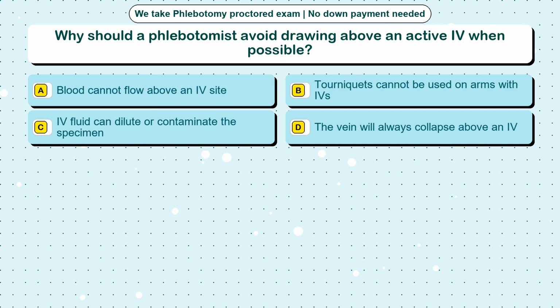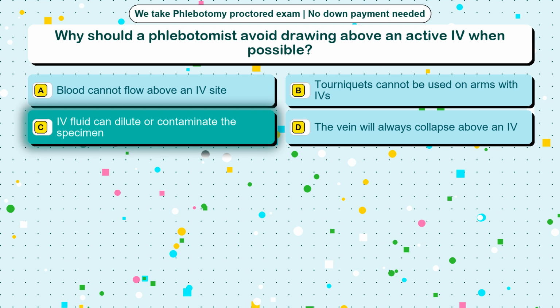Question 93. Why should a phlebotomist avoid drawing above an active IV when possible? Option A. Blood cannot flow above an IV site. Option B. Tourniquets cannot be used on arms with IVs. Option C. IV fluid can dilute or contaminate the specimen. Option D. The vein will always collapse above an IV. The correct answer is option C.